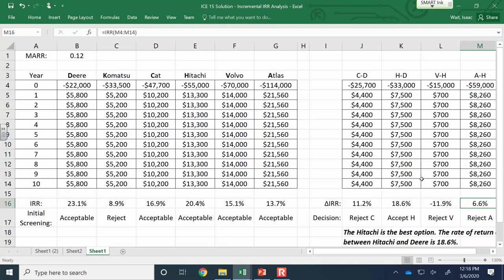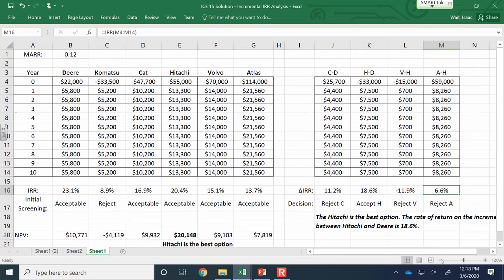And the handout I gave you asks, what's the rate of return for the best alternative compared to the second best alternative? So the best alternative was Hitachi, Deere was second best, and the rate of return on the difference is 18.6%. So we should choose Hitachi. The overall internal rate of return for Hitachi is 20.4%, but the rate of return on the increment, meaning the added cost compared to our second best option, is 18.6%.